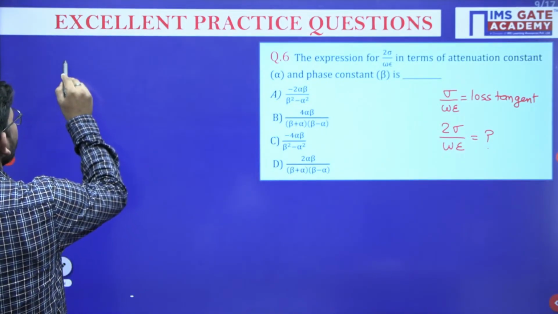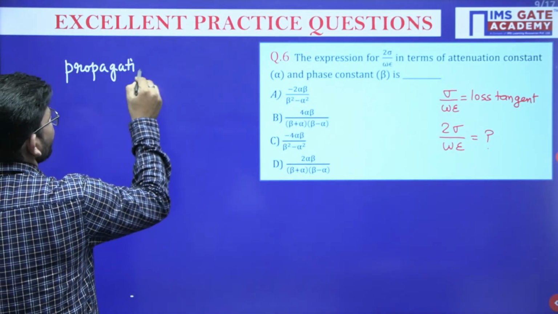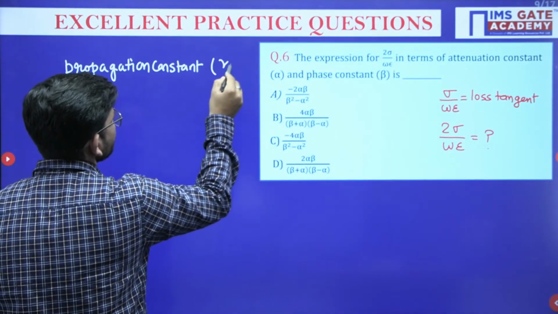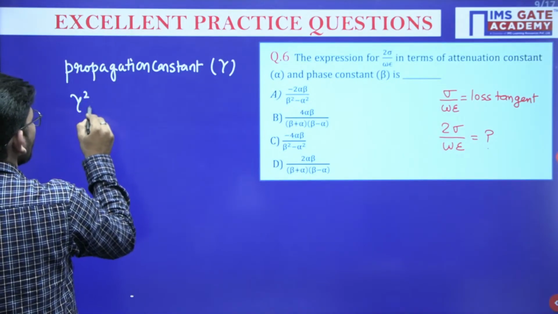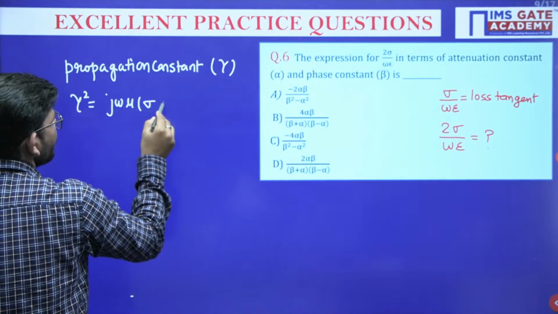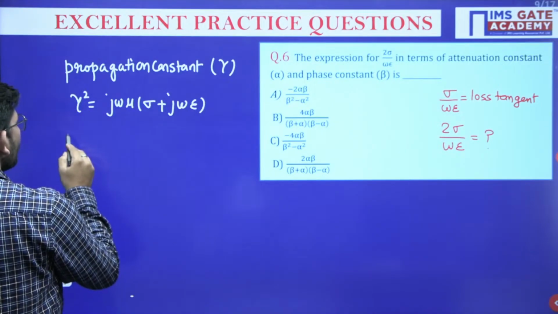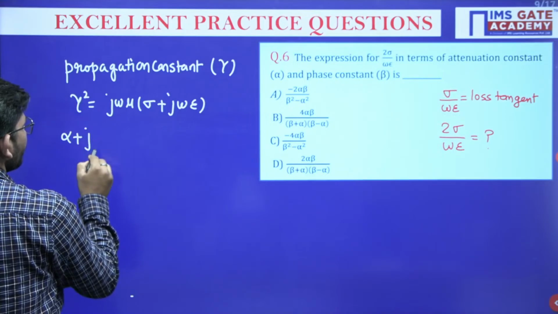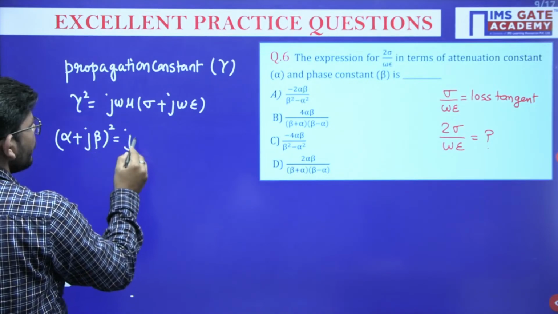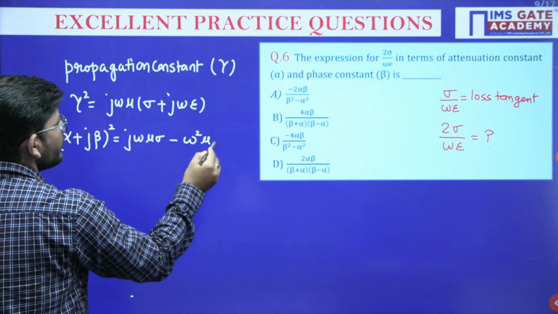You know that we have the propagation constant, known as gamma, and gamma square is basically equal to j omega mu into sigma plus j omega epsilon, isn't it? Or we can write gamma as alpha plus j beta, so this will be alpha plus j beta whole square. If we multiply this, we will get j omega mu into sigma minus omega square mu into epsilon.